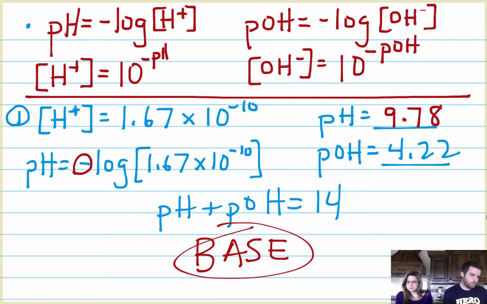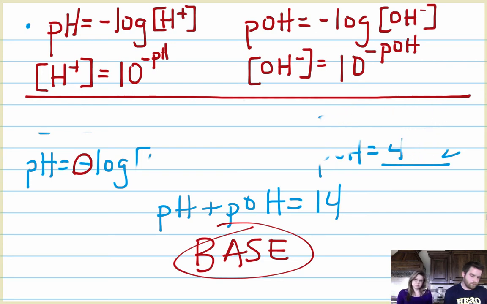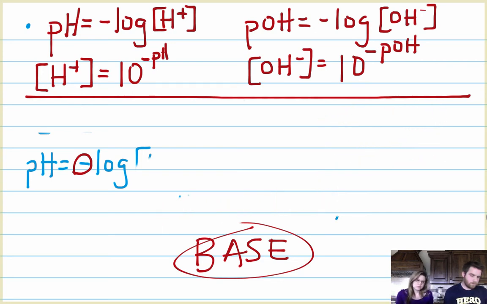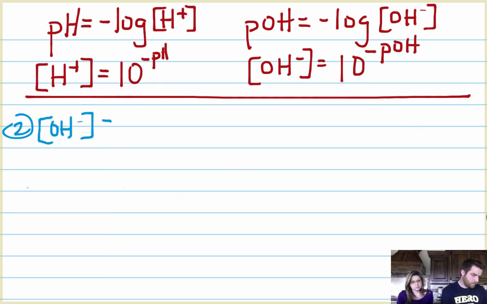All right, let's do another. Let me go ahead and erase this so I don't have to erase all of my formulas. And all those formulas are on your formula chart as well. None of these things do you have to memorize, so please use your formula charts. Okay, so number 2, what am I given here? A hydroxide ion concentration of 7.19 times 10 to the negative 9.